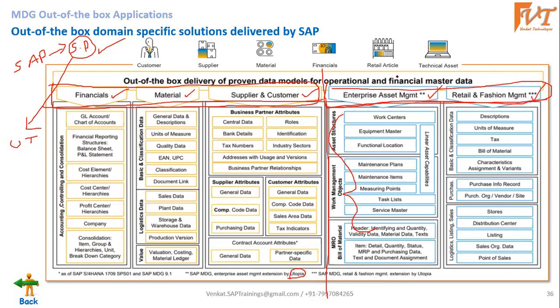So for getting these objects, the customer has to purchase an additional license. Even though it is implemented by the SAP solution partner, the quality check, the marketing and the sales, everything will be taken care of by both SAP and Utopia. If you raise any incidents, it will go to SAP only. Everything will be handled from SAP only, but in the backend, Utopia will be in the picture.